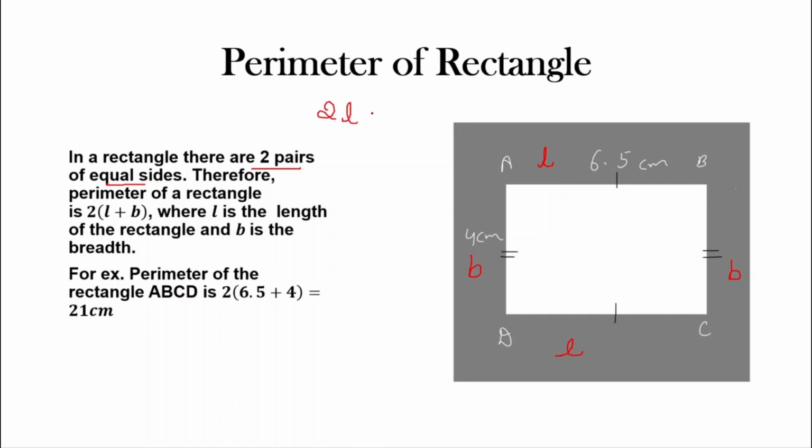We'll be adding the length twice and we'll be adding the breadth twice, right? So if I take 2 common out of it, it is 2 times L plus B, correct? So that's how the formula for the perimeter of a rectangle is framed. 2 times L plus B, because we are adding the lengths as well as the breadth, both of them twice, where L is the length and B is the breadth.